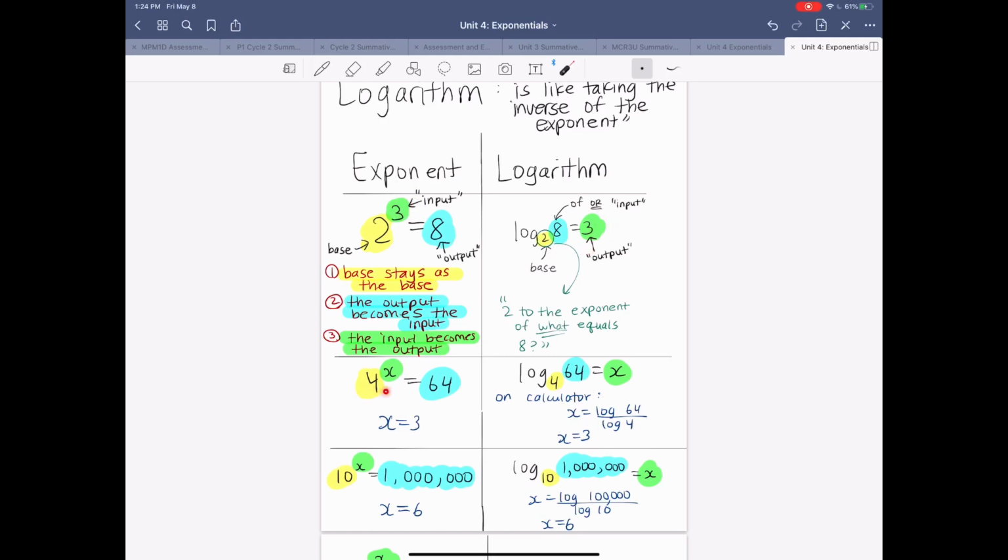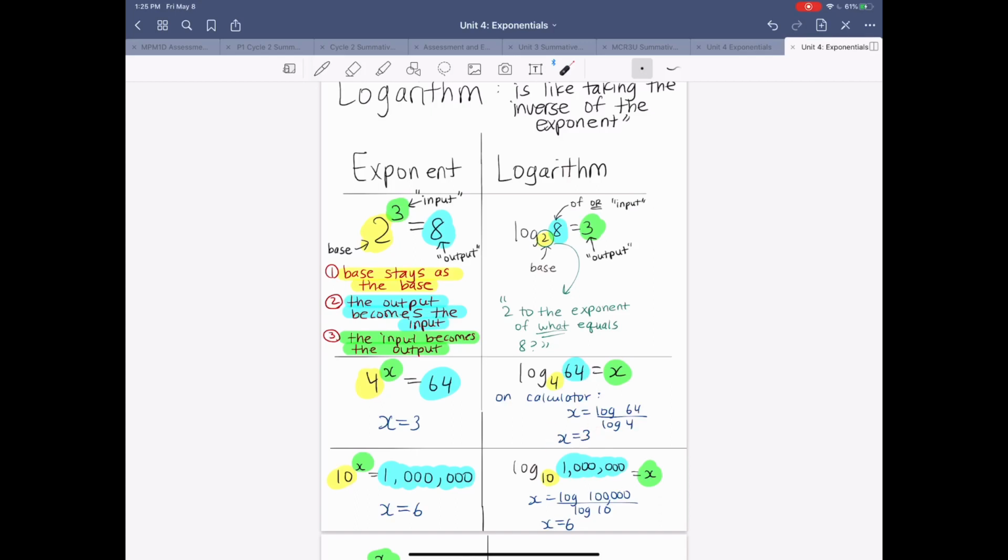So if I have 4 to the exponent x is equal to 64, I know that the answer is x equals 3. So when the question is, what is log base 4 of 64 equal to, that is really saying 4 to what exponent is equal to 64. But if I was just working purely with log on the calculator, you're doing log 64 divided by log 4, and x equals 3. So 4 to what exponent equals 64? Well, 3.